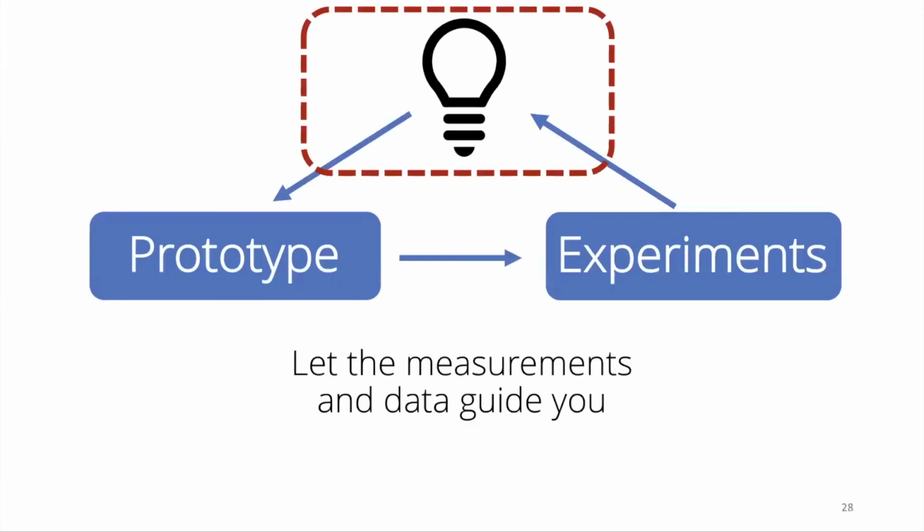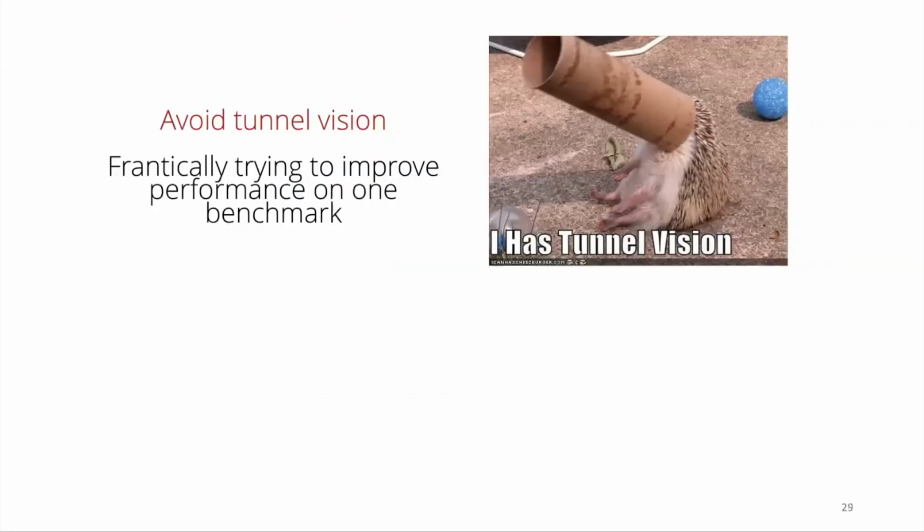So that was all the advice that I had on the experiment side. Now I'll talk a little bit on how to interpret the results that you're getting from your experiments. And the mantra here is always be guided by the measurements and the data that the measurements are producing, right? So one failure mode that I've seen is this tunnel visioning that often happens. And I fall prey to this all the time, where I'm frantically trying to improve performance on some particular benchmark because A, I'm kind of obsessive about these things, but B, sometimes it just happens, right?